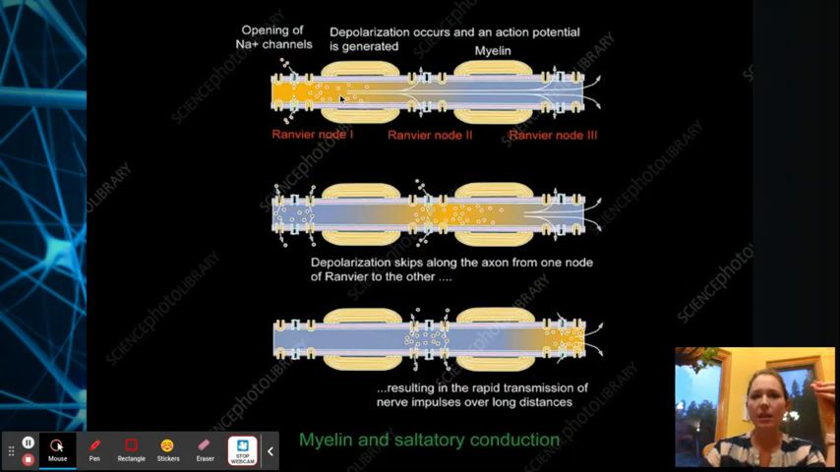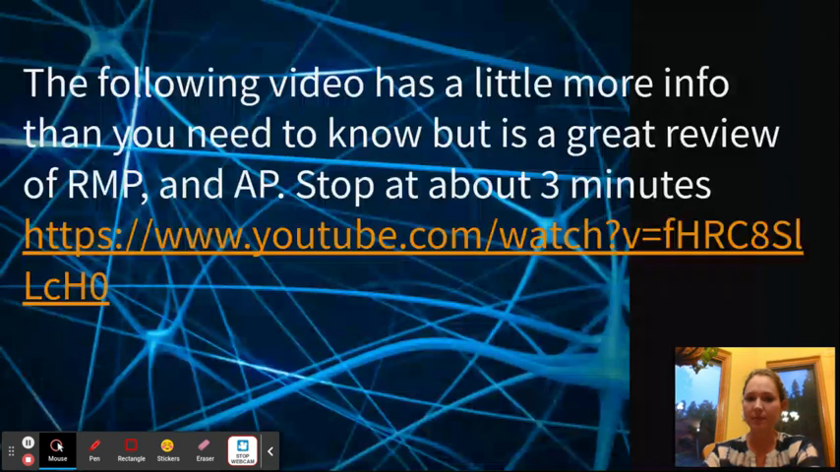So because of the insulation, the electrical charge can't travel through the insulation. You guys can see there's no gates there. And so what happens is the depolarization skips along the axon from one node to the next. And it just allows it to go that much faster because it's not having to open gates all the way down. It just opens the gates in between each of the myelins, at the nodes of Ranvier.